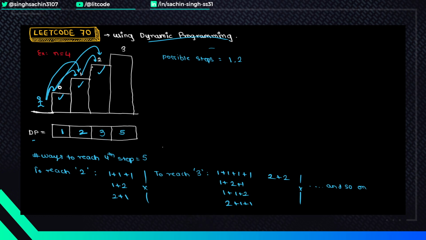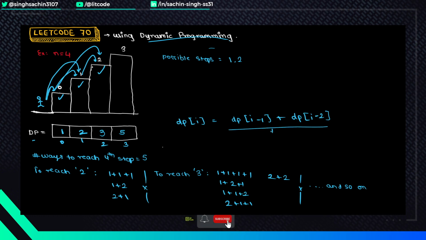Now if you start to observe this, for example, these are the indexes, can I write dp of i as dp of i minus 1 plus dp of i minus 2? This array is satisfying this condition, and this is nothing but the condition for the Fibonacci series. So this was the observation which I was able to come up with while solving this problem, and this is what exactly we will be doing.